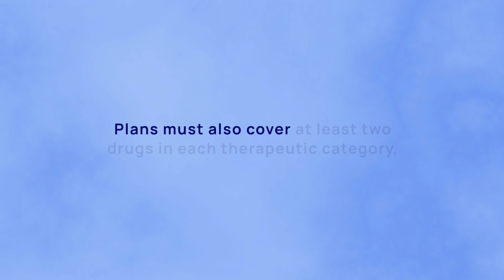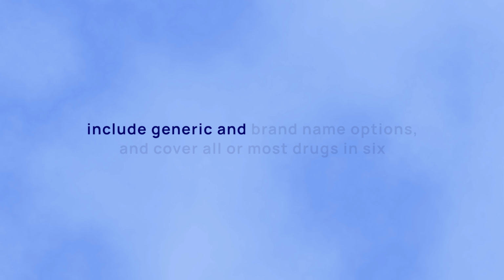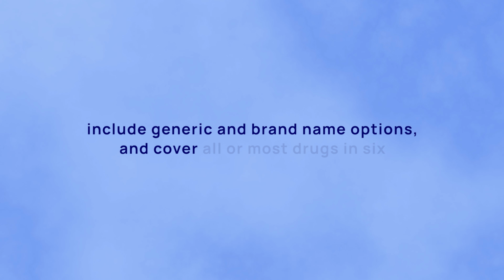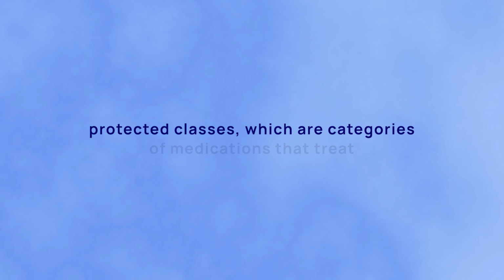Plans must also cover at least 2 drugs in each therapeutic category, include generic and brand name options, and cover all or most drugs in 6 protected classes, which are categories of medications that treat life-sustaining or life-changing conditions.